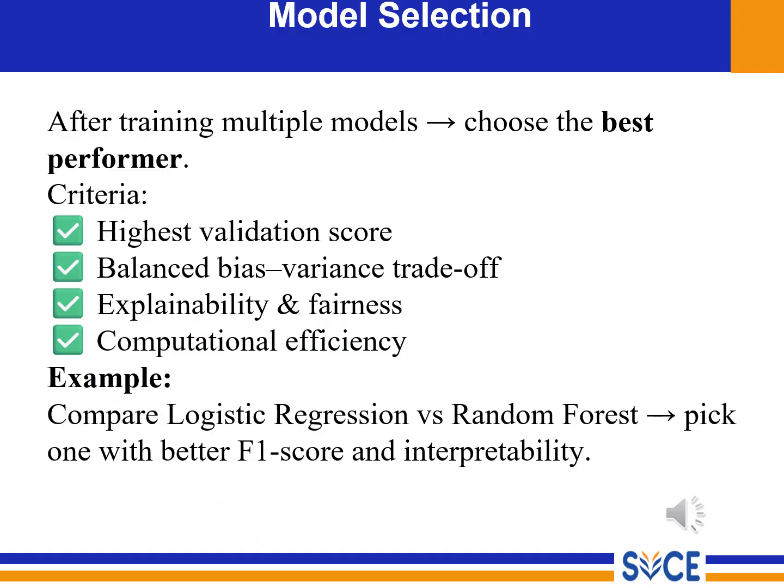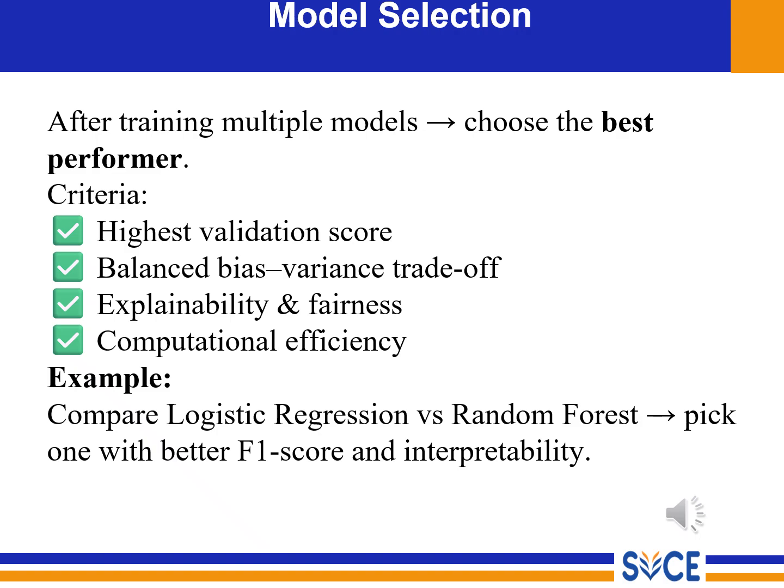Now students, after training multiple models, we must select the best one. Model selection depends on the validation score, bias variance balance, explainability, fairness, computational efficiency. For example, logistic regression versus random forest. Even if a random forest is more accurate, we may choose logistic regression if interpretability is required. So students, best model is not equal to the most complex model.